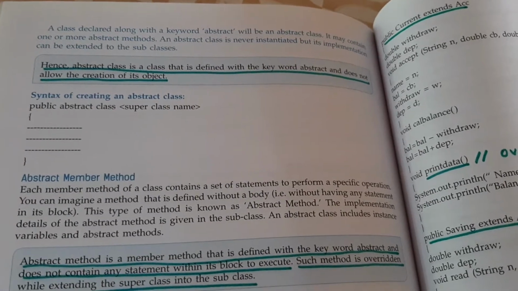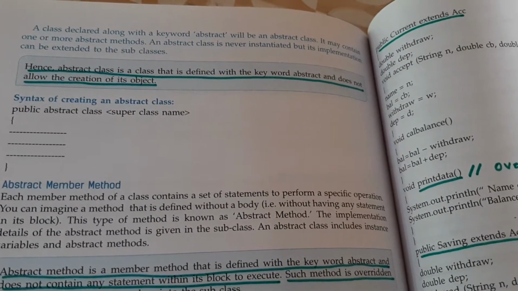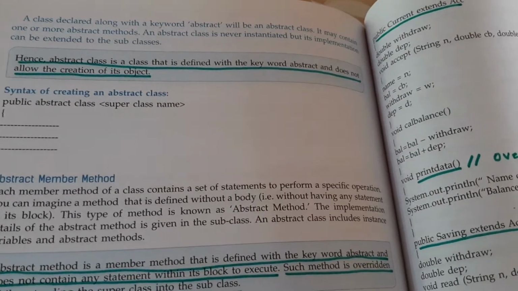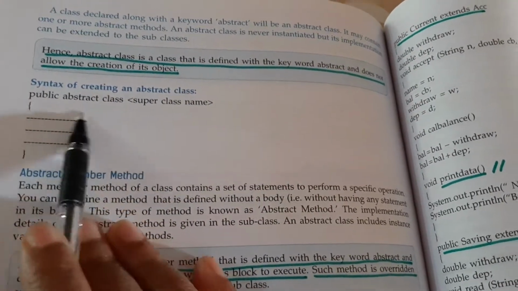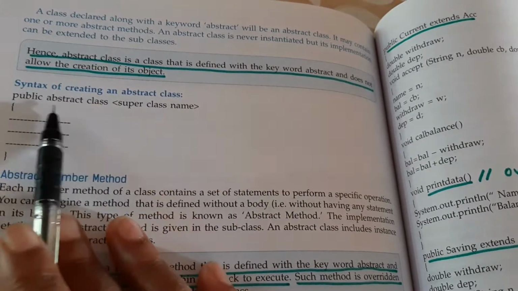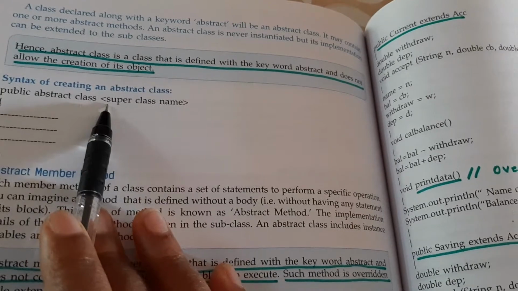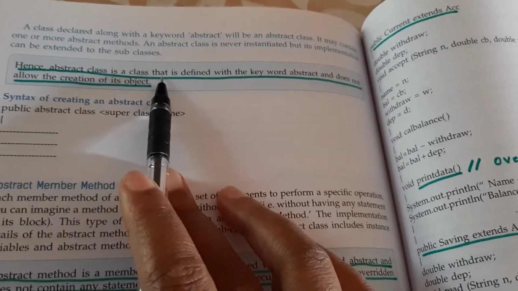Now, let us see what an abstract class is. Abstract classes are classes that use the keyword abstract, and they do not allow us to create any object. If you see the syntax given here, it is abstract class followed by the class name. Whatever class name you are giving, if you write the word abstract before it, then for this particular class we cannot create an object. That is the purpose of the abstract class.